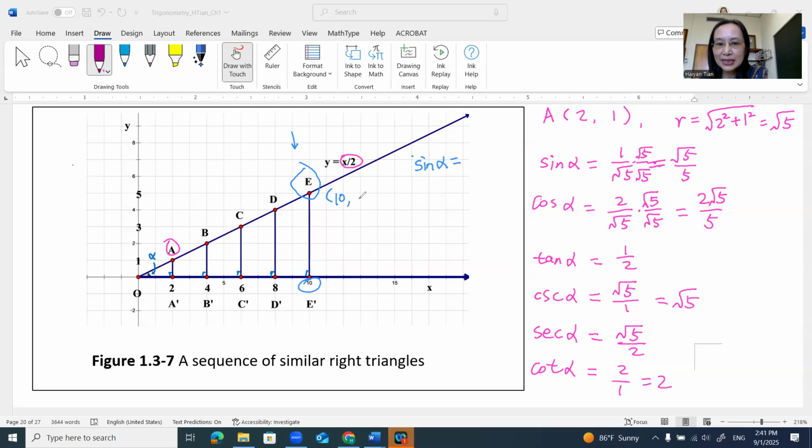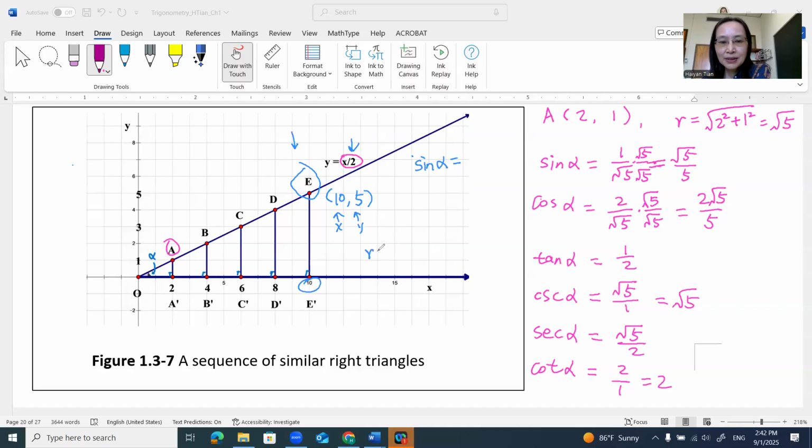The y coordinate is determined by this half of 10, right? It's 5. So 10 and 5. And then we simply use this x value and y value, respectively 10 and 5, and we need to calculate the r value.